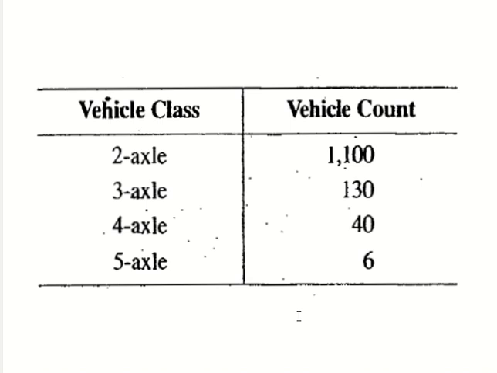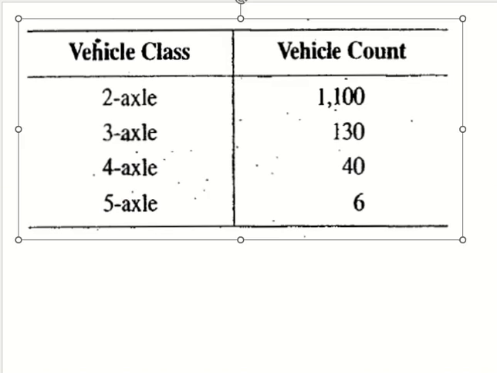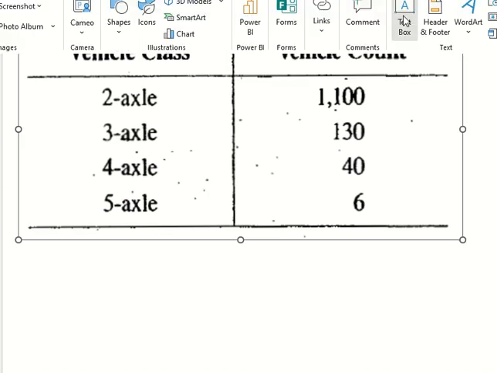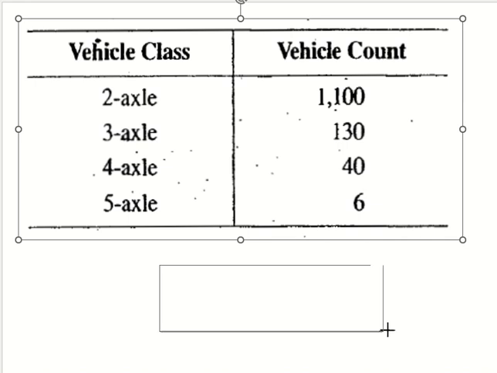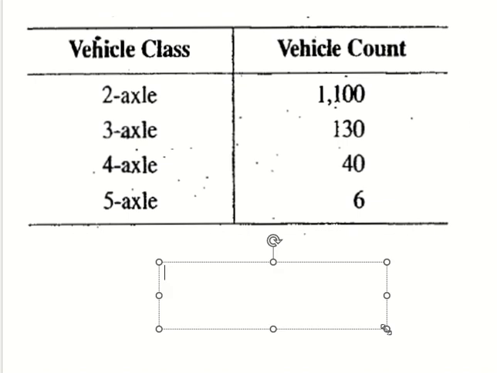So I want to calculate axles per vehicle. So what do I do? I want number of vehicles. How many vehicles you see here? 76.